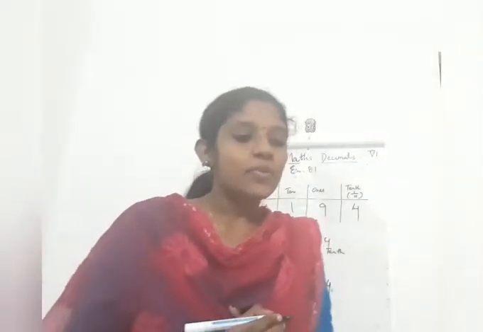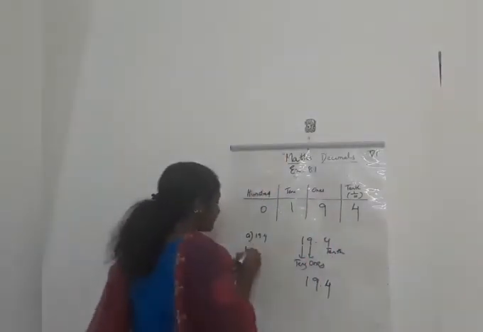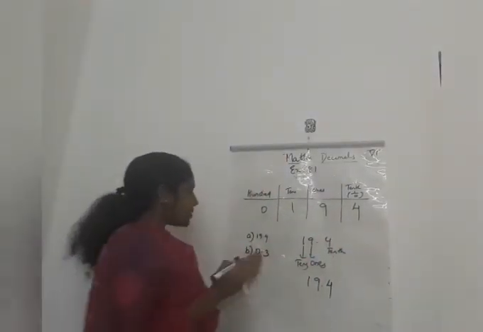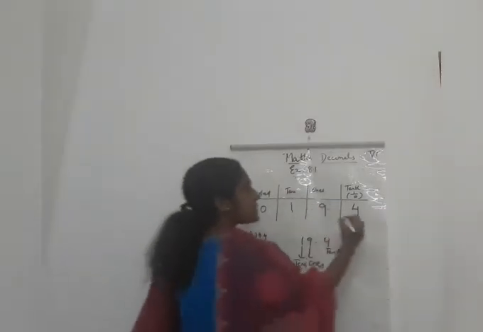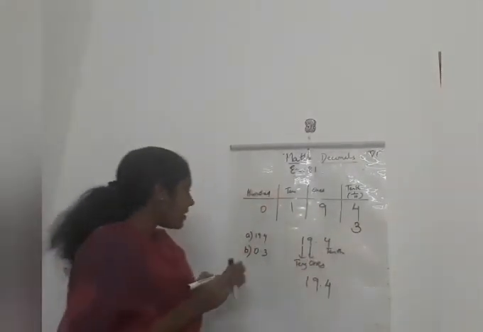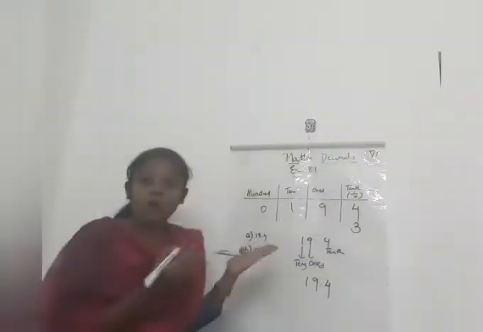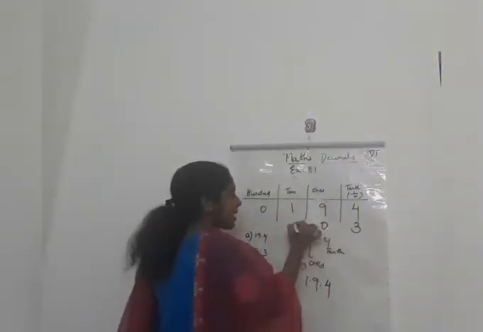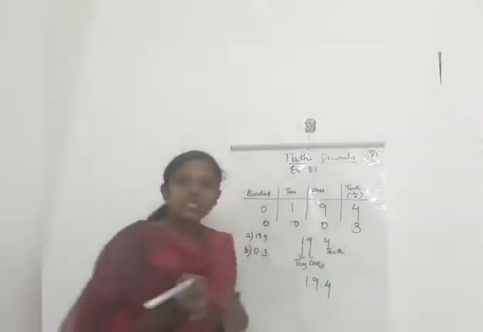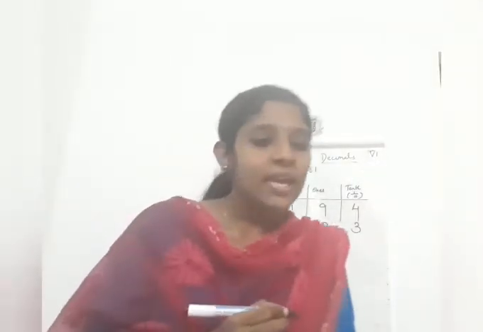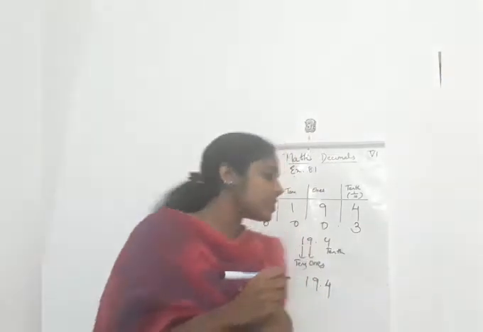So like that. Second one, it is 0.3. 0.3. So 3 is after the point. So 3 is in the tenth place. Sorry. So before that it is 0, so 0 is in the ones place. Nothing after that. So it is 0.3. Okay. So next question is 10.6.